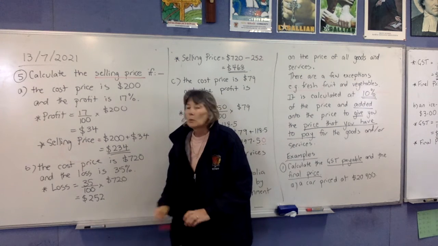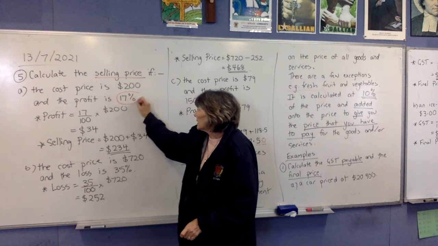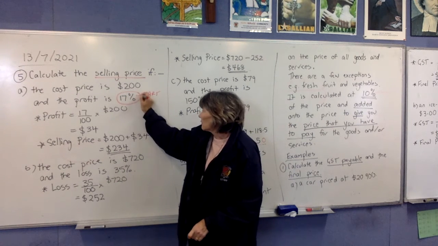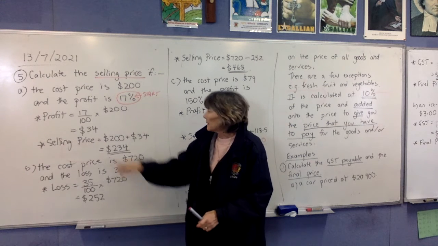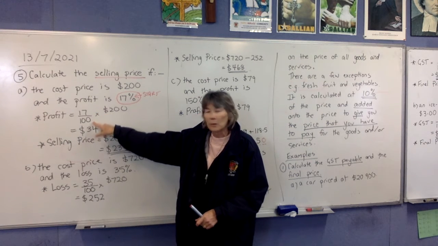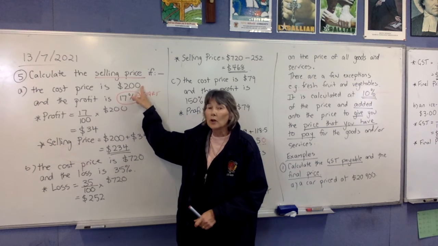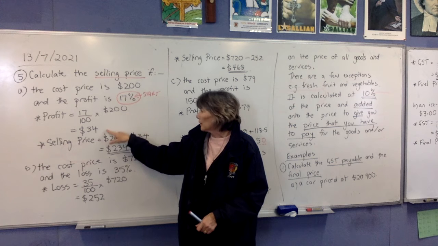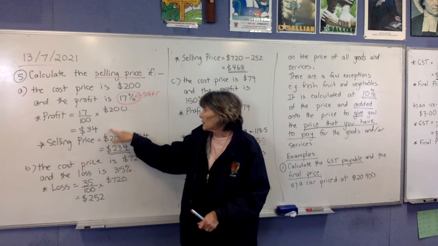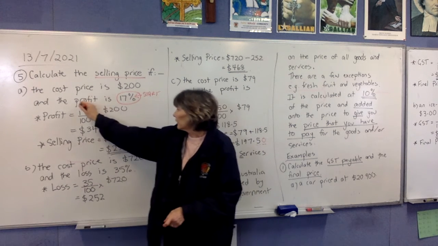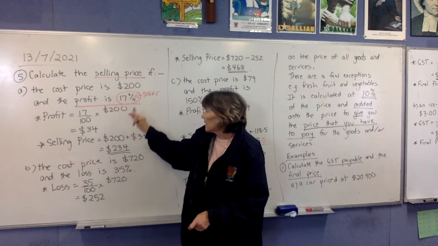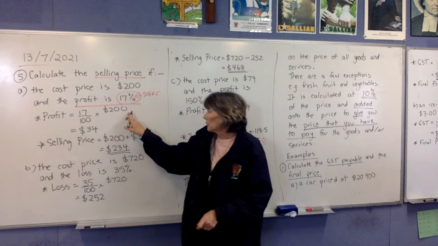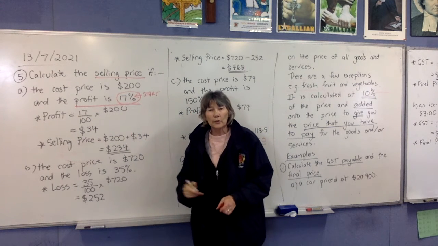Now, when you're doing these, always start working where the percentage is. So 17% means 17 over 100. We need to find that percentage of the only other number in the question, the $200. When you work that out, you get $34. So that is your profit. So it said the profit is 17%, so that's what you're working out. Profit is 17 over 100 times 200. So your profit is $34.